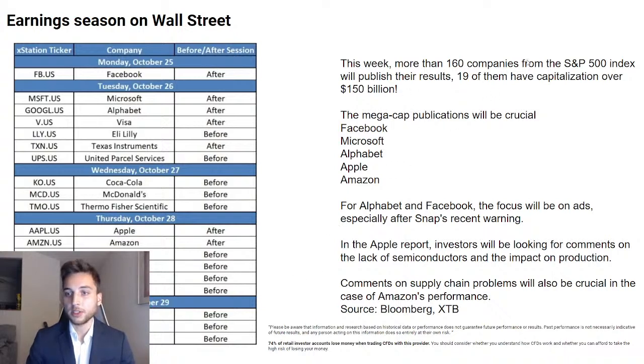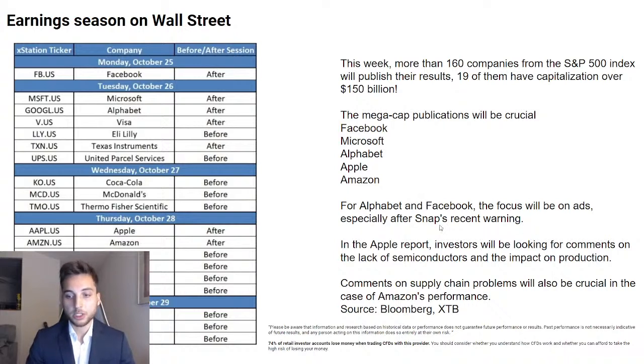This week, more than 160 companies from the S&P index will publish their results. 19 of them have capitalization over $150 billion. The mega caps will be crucial. Facebook, Microsoft, Apple, Amazon. These are the ones that really impact the market, although Tesla has become one of those as well at this point. For Alphabet and Facebook, the focus will be on ads, especially after Snap's warning, because most of their income, of course, is from that.